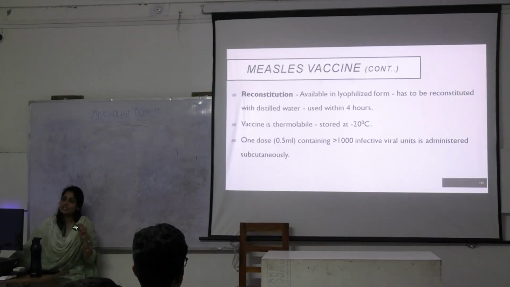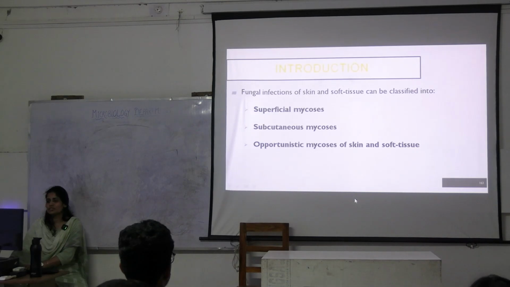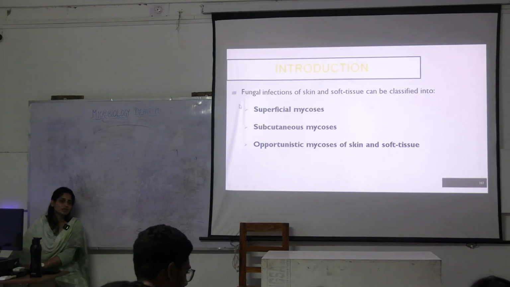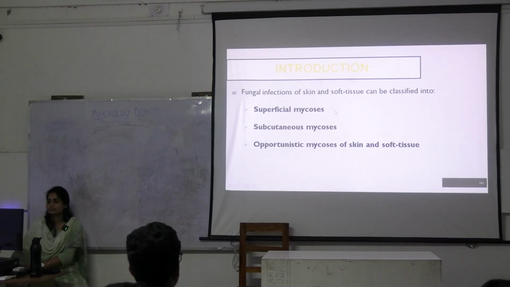Outer circle was which color? Fungal infections are categorized into 3 mycosis. What is mycosis? Mycosis. Myco is fungus. Okay. Categorized into 3: superficial, subcutaneous and opportunistic.